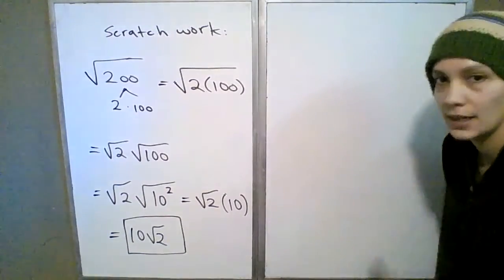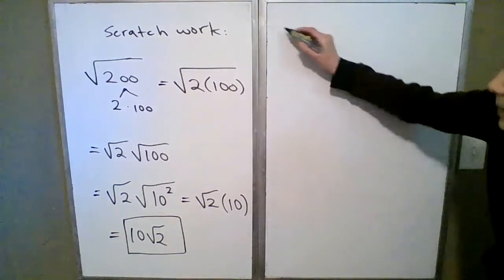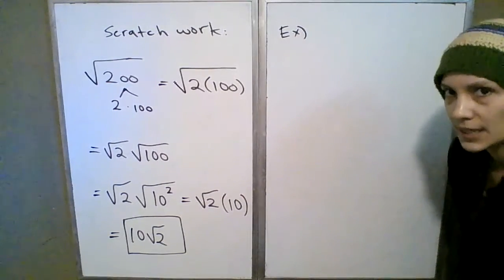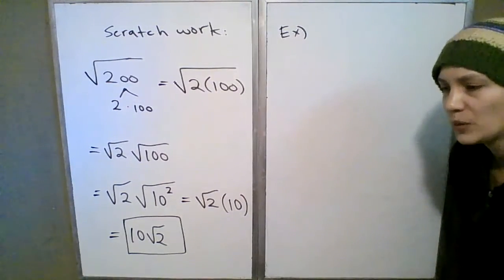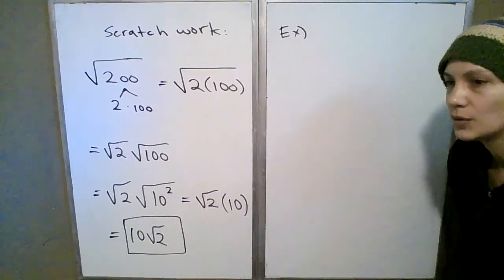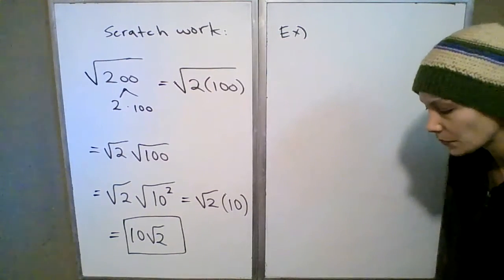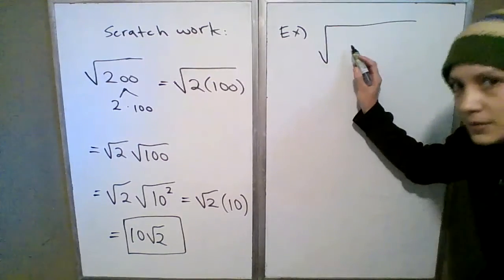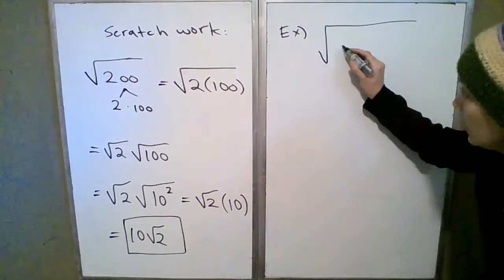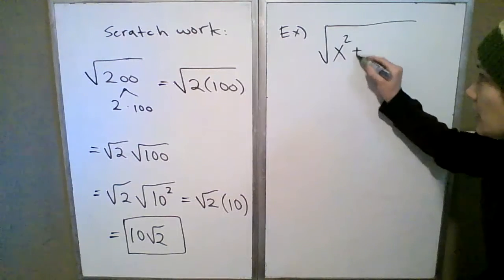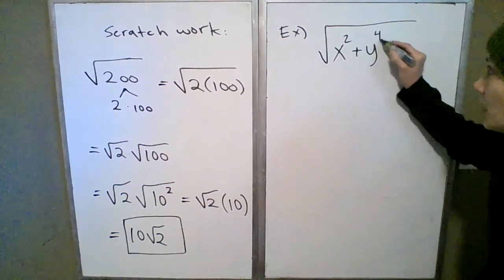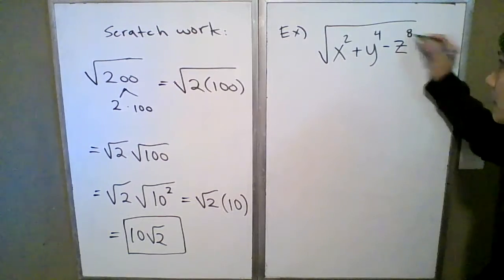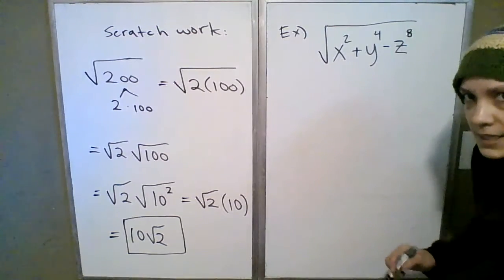Just to mention, I'm gonna make up this next problem, but I've sort of shown this to, let's say, a calc class, and it tricked probably most of the class. So watch out for something like this. If you have a root of, let's go with x squared plus y to the 4th minus z to the 8th. And it says simplify.